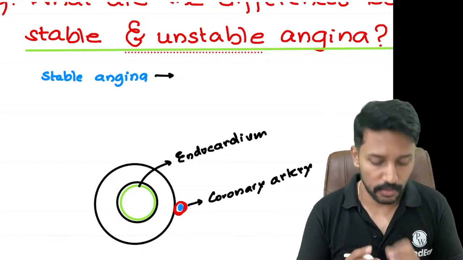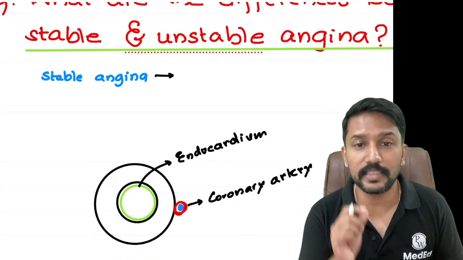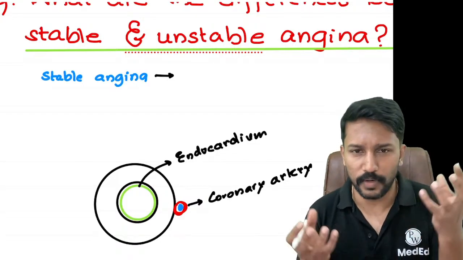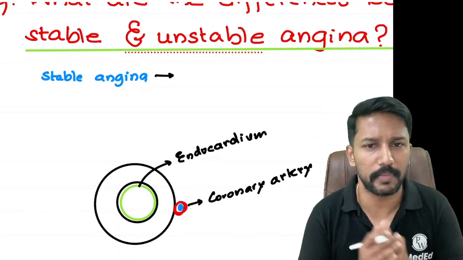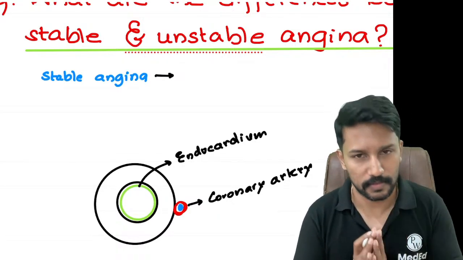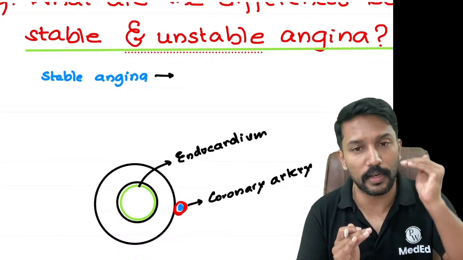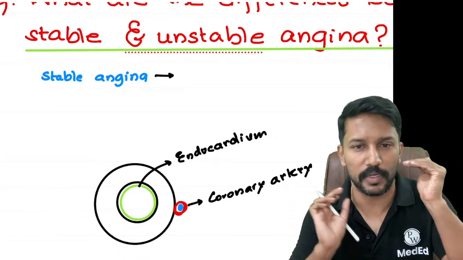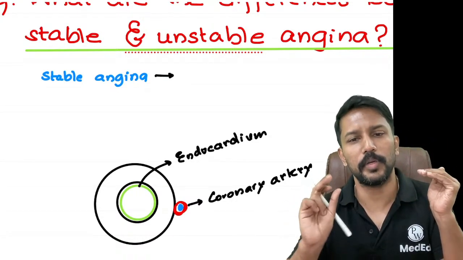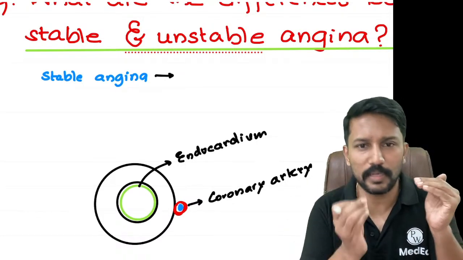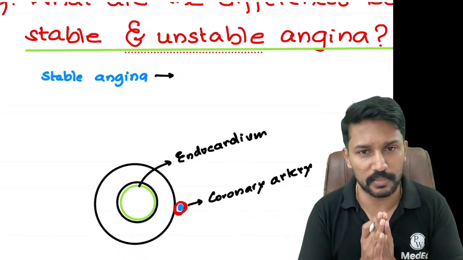Now tell me, do you have chest pain at rest in case of stable angina? No, right? Because at rest, whatever your myocardial oxygen demand is, that is being met. So you don't have chest pain at rest. But during exertion, it appears, because myocardial oxygen demand increases. This extra demand cannot be met by the blocked blood vessel. A healthy normal blood vessel can meet that extra demand, but a blocked blood vessel may not, so you will start experiencing chest pain.